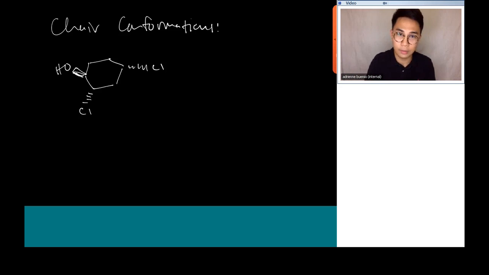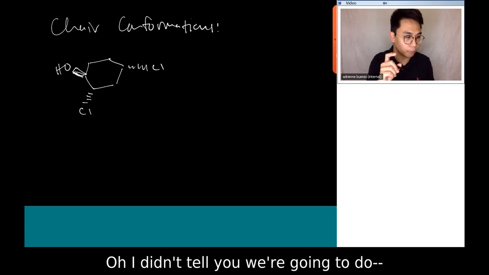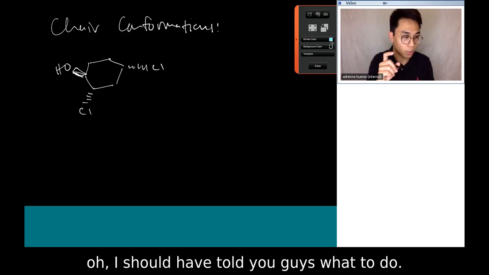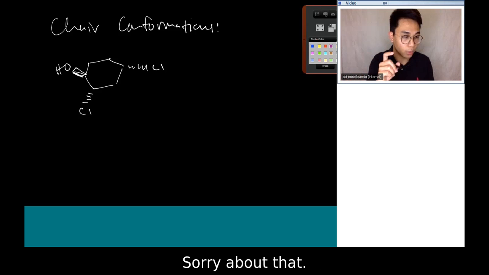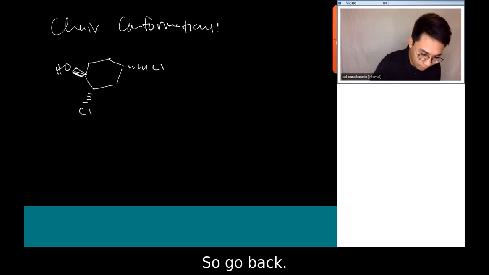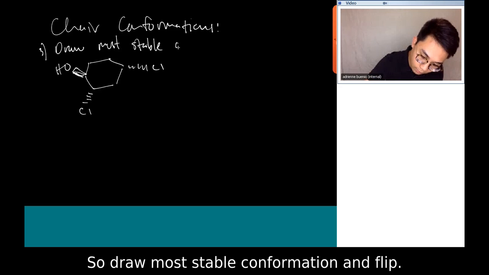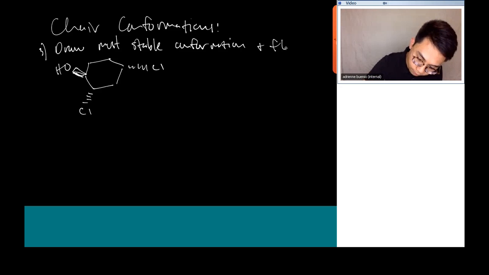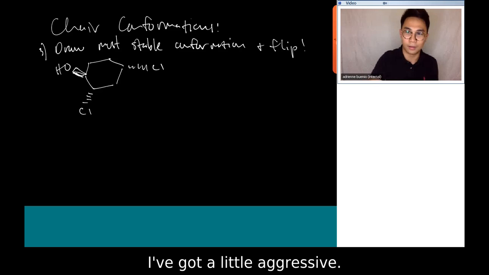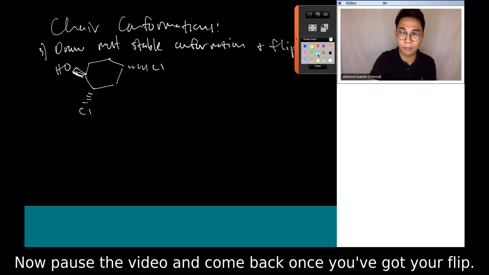Actually, this one, oh, I didn't tell you guys. Sorry, I should have told you guys what to do. Sorry about that. Okay, come back. So draw the most stable conformation and flip. Okay. Oh, that got a little aggressive. So now pause the video and come back once you've got your flip.